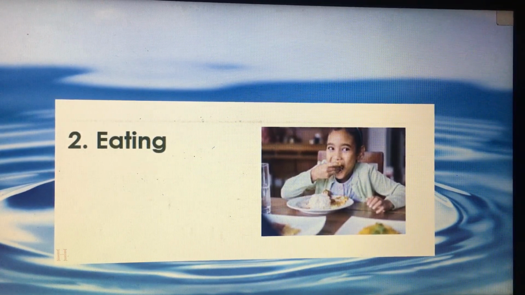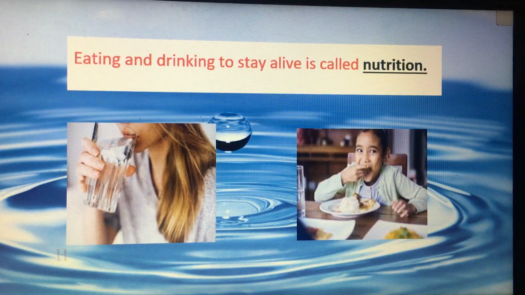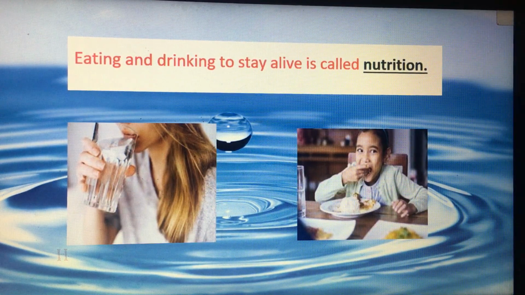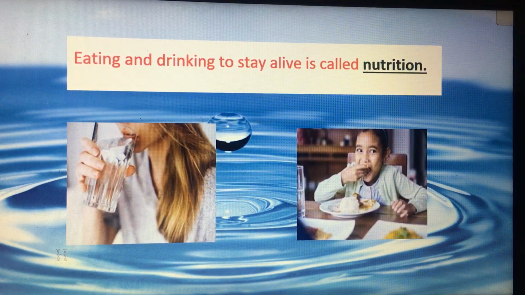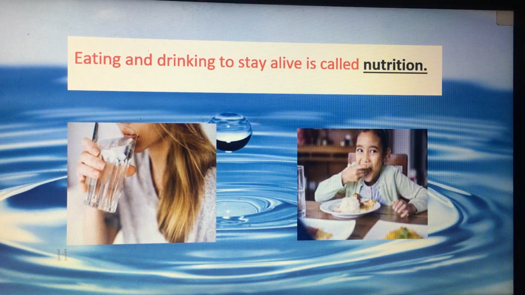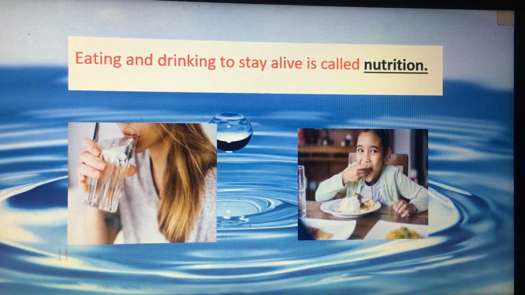Eating. Eating also is very important for living things. So until now, the first 2 life processes are eating and drinking. And you have to know that eating and drinking to stay alive is called nutrition. Don't forget it. If we don't eat and drink, the life processes stop. So it's important to eat and drink.